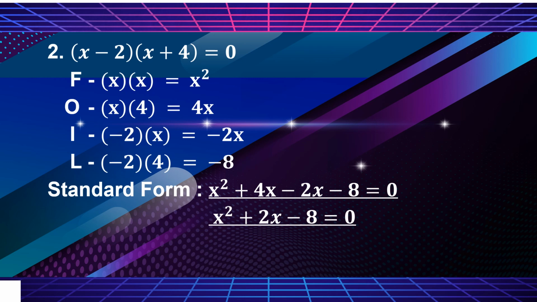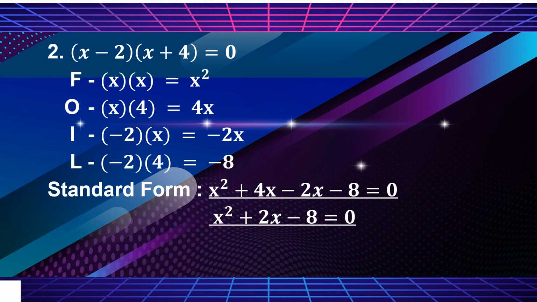And lastly, the last terms. The last term of x minus 2 is negative 2. And the last term of x plus 4 is 4. If we multiply negative 2 times 4, the answer is negative 8. Take note, in multiplying numbers with different signs, the answer is negative. Therefore, the expanded form of the binomial is x squared plus 4x minus 2x minus 8 equals 0.